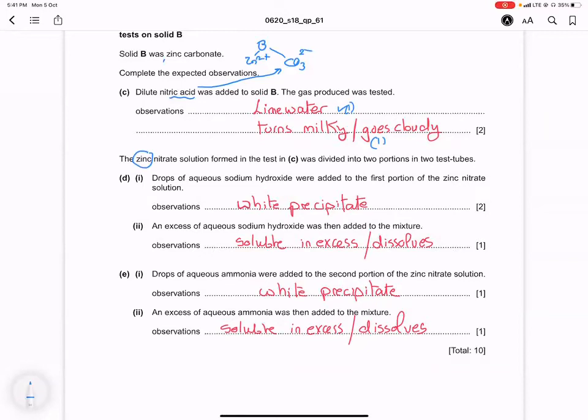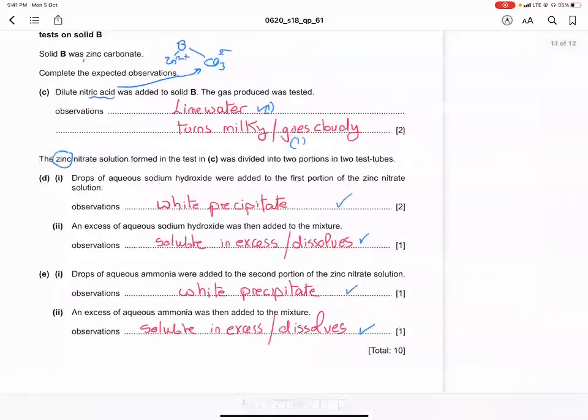Aqueous sodium hydroxide was added to the first portion of zinc nitrate. Zinc with anything gives a white precipitate that is soluble in excess. By anything, I mean sodium hydroxide or aqueous ammonia. So the result here will be a white precipitate soluble in excess, and the result here will also be a white precipitate, which is soluble in excess.